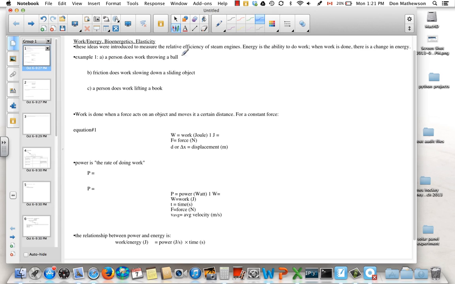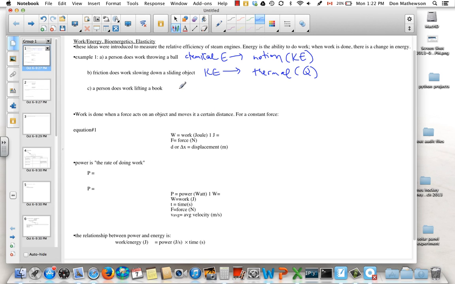So, for instance, if a person does work throwing a ball, that means that the energy that they had in their muscles, which is chemical energy, gets converted to motion energy. And motion energy is kinetic. Friction takes that mechanical energy, that motion energy, and converts it to thermal energy. And the symbol for thermal energy is Q.